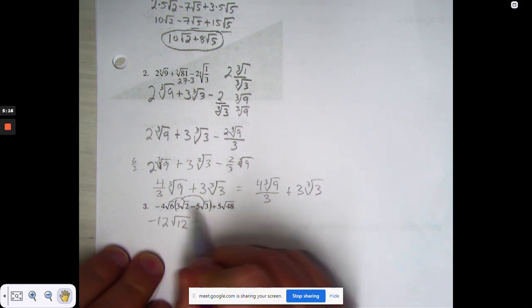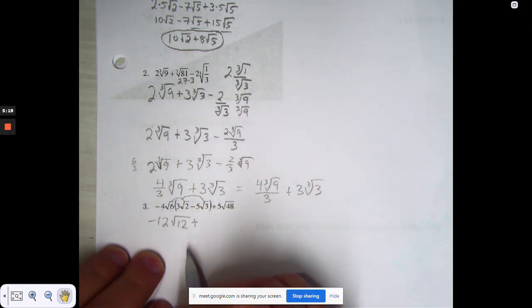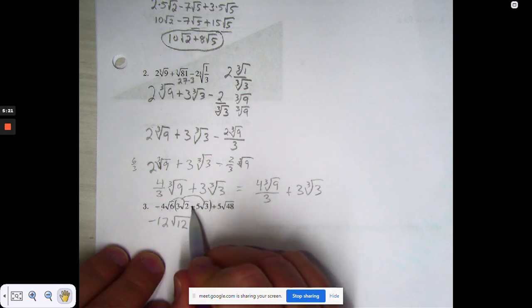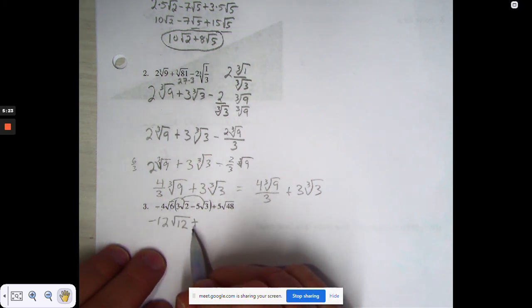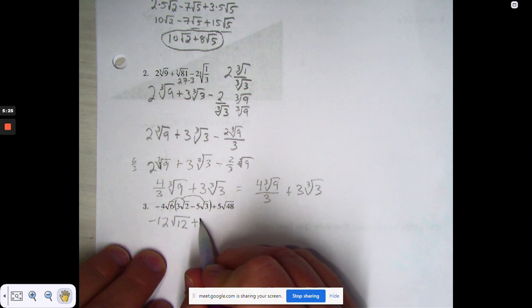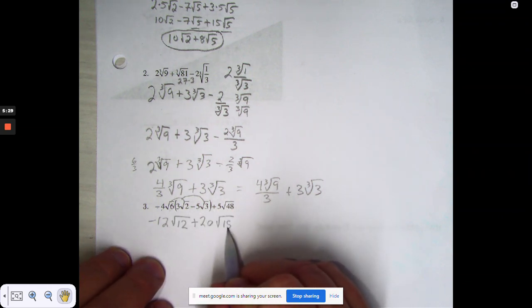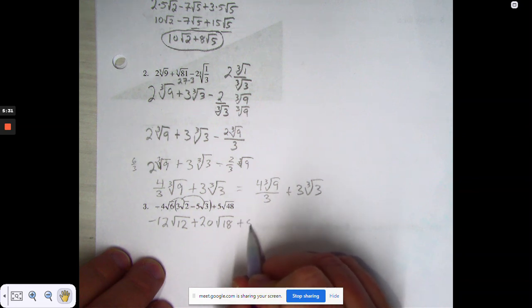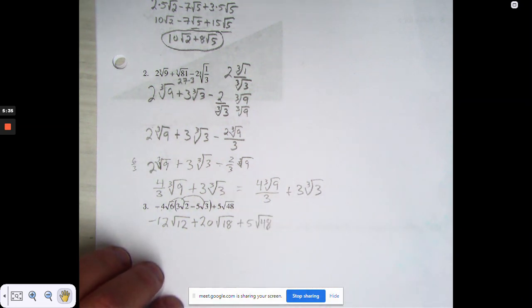Then here we have minus a negative, so it's actually going to be plus, right? Because a negative times a negative gives us that positive. So 4 times 5 is 20. 6 times 3 is 18. And then for right now, we're just going to bring down the 5 root 48.